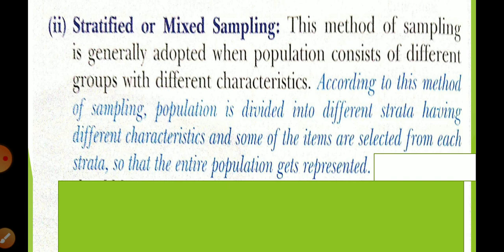Now here is also given the meaning of this method. According to this method of sampling, the population is divided into different strata having different characteristics. Some items are selected from each stratum so that the entire population gets representation. Why do we do this? Why is there a requirement of grouping and then selection?